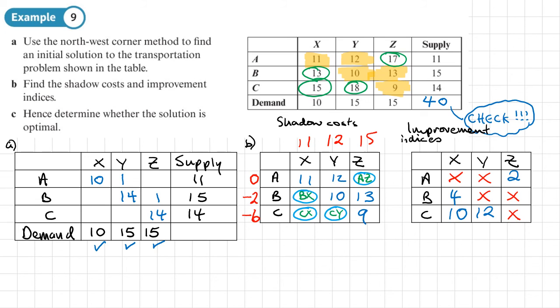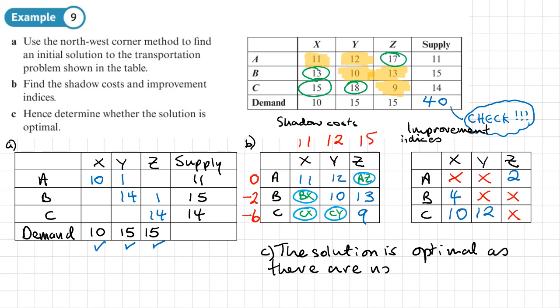And part C says, hence determine whether the solution is optimal. Well, it's optimal since I have no negative improvement indices. So the solution is optimal as there are no negative improvement indices.